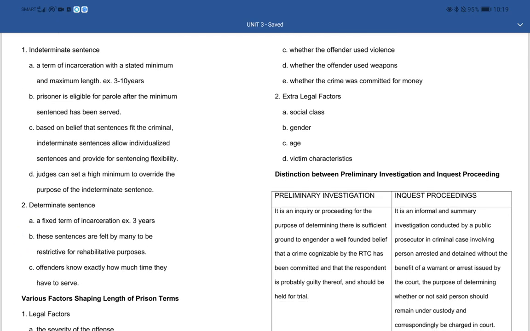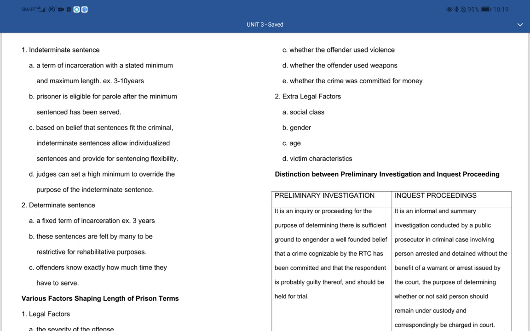While a determinate sentence is a fixed term, okay? Meaning to say fixed. The indeterminate has a maximum length of 3 to 10 years, but the determinate sentence is only 3 years. A fixed term of incarceration, for example, is 3 years. These sentences are felt by many to be restrictive for rehabilitative purposes.